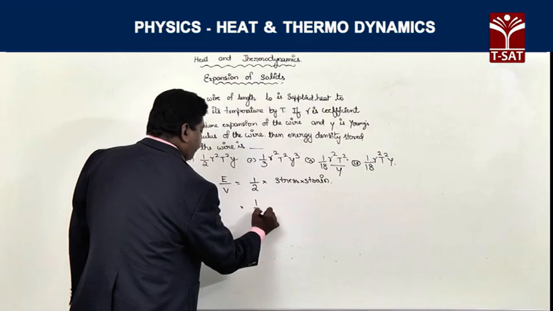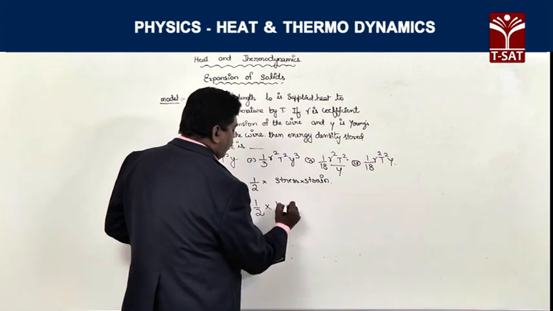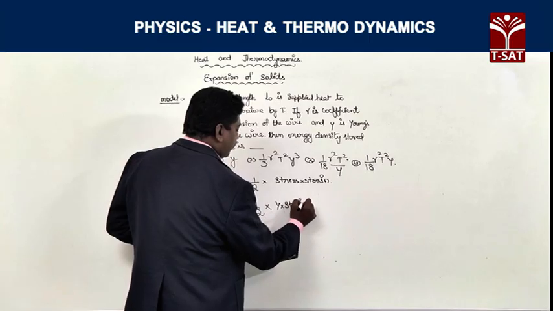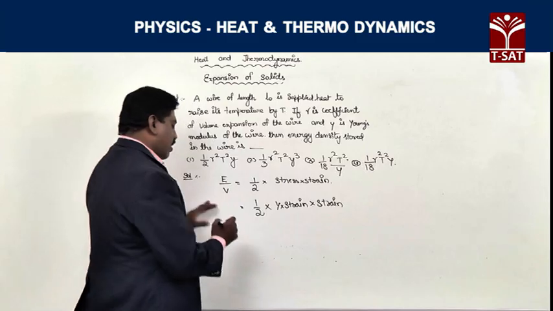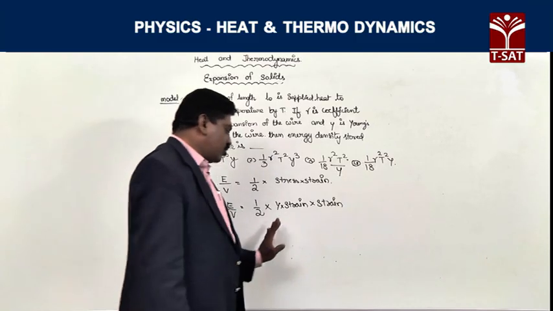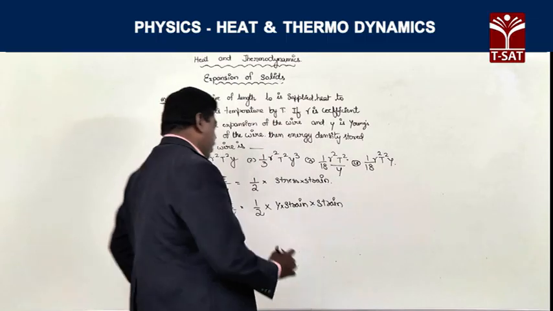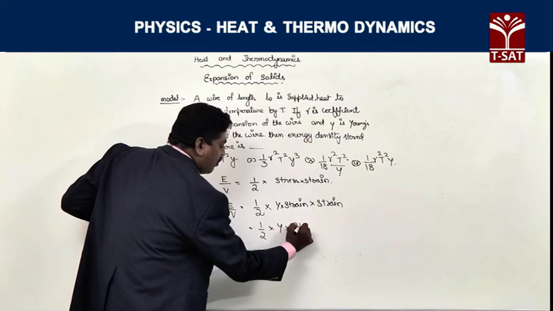But here stress can be written as Y into strain. So, we are having energy density E by V equals half into Y into strain, which can be written as half into Y into strain square.